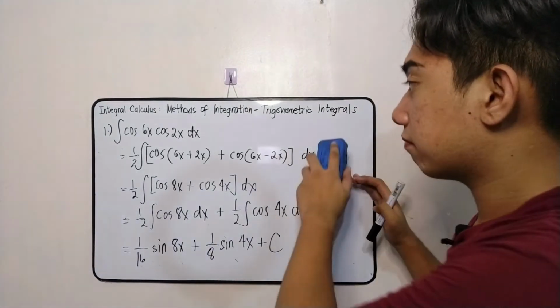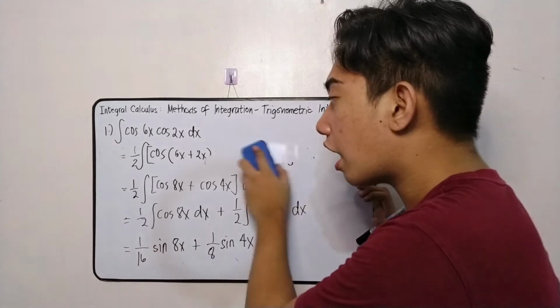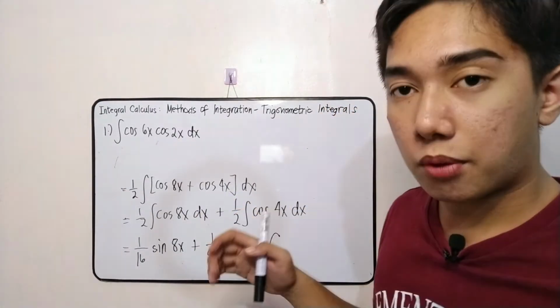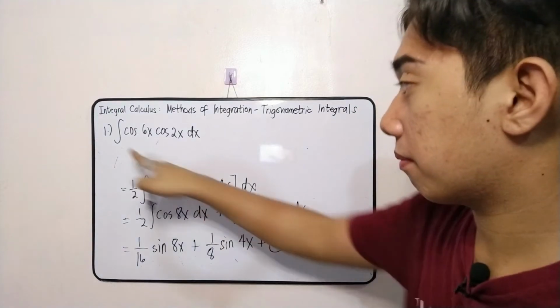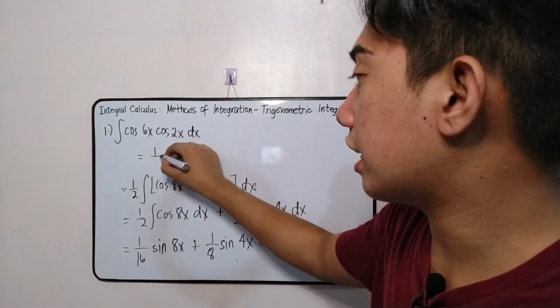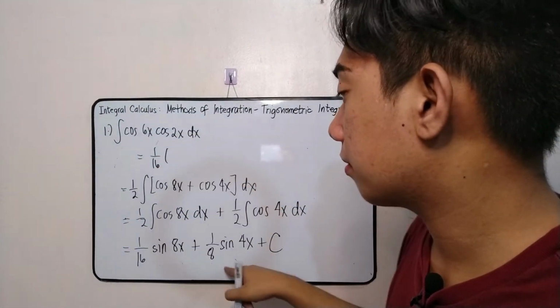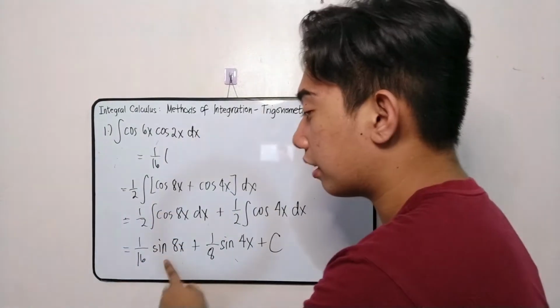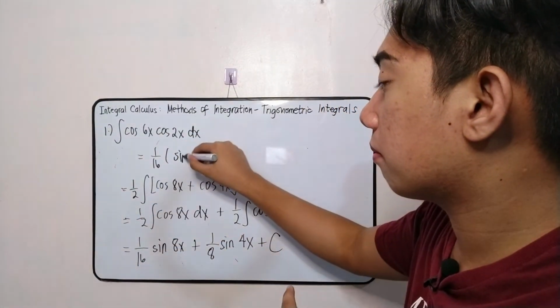And after this one, in other cases, we need to simplify this case. So, ang gagawin natin, we will factor out 1/16. So, 1/16 times 16, di ba? Since ilalabas natin yung 1/16, sin 8x na lang ito nandito.